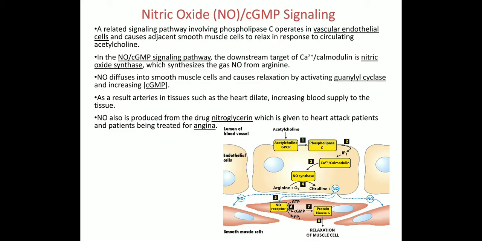Next, the nitric oxide or cyclic GMP pathway.